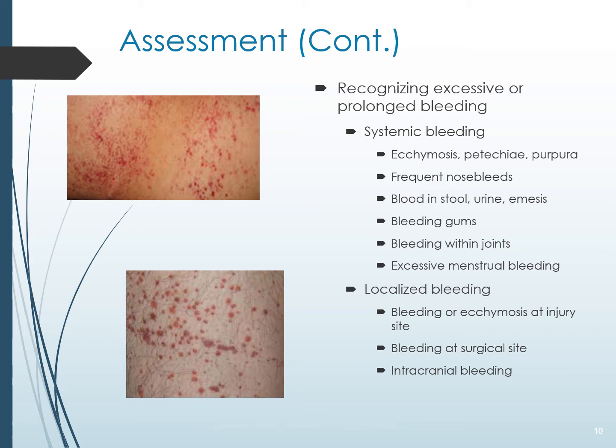Bleeding into the brain produces varying manifestations of stroke depending on the amount of blood released and the area of the brain affected. When bleeding is excessive, changes to vital signs, specifically increased heart rate and decreased blood pressure, may be noted.